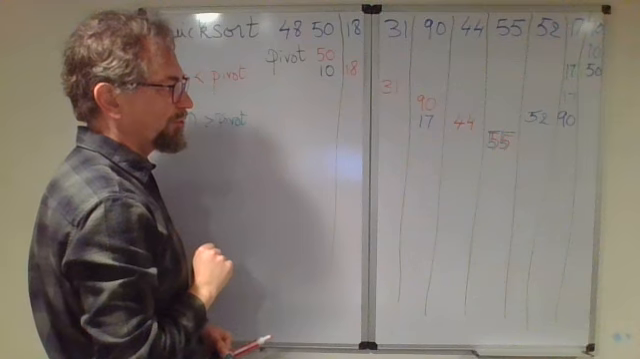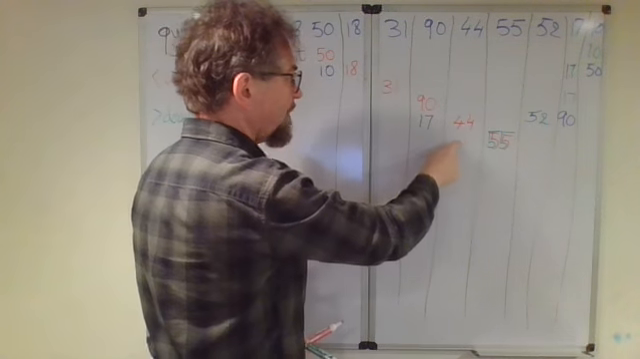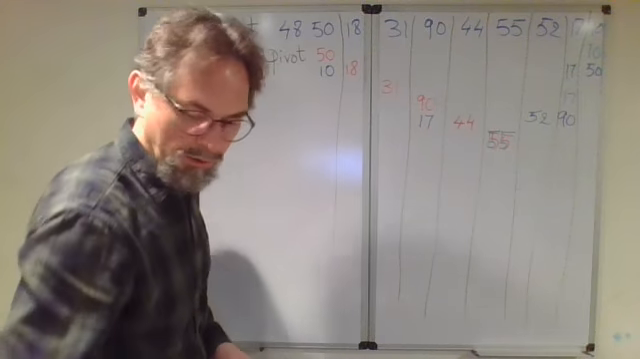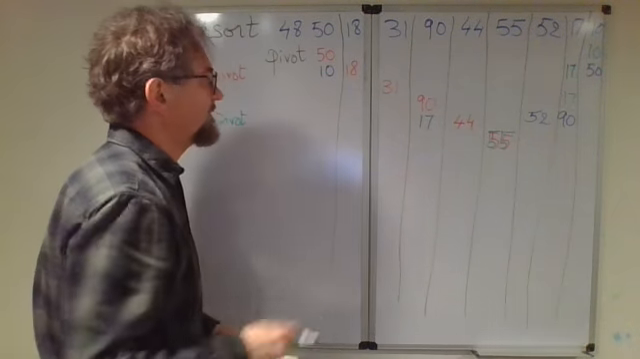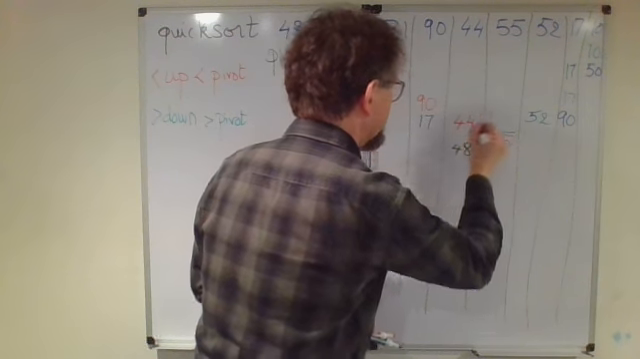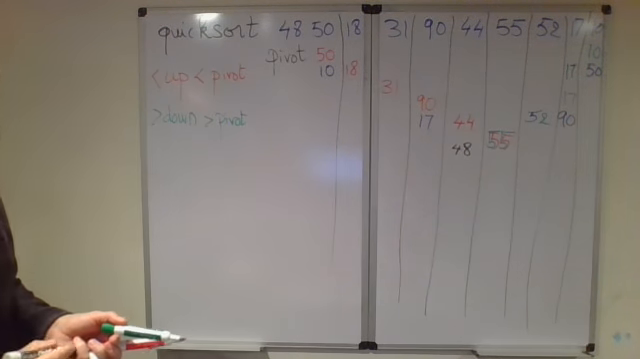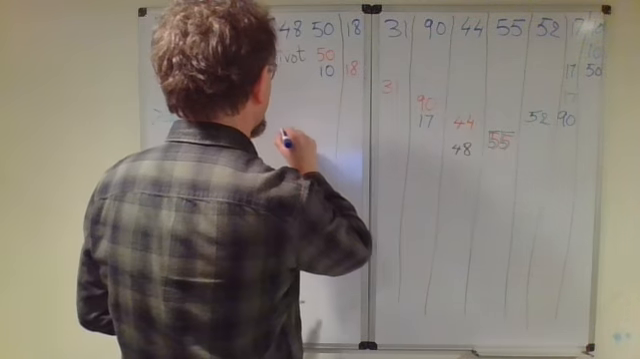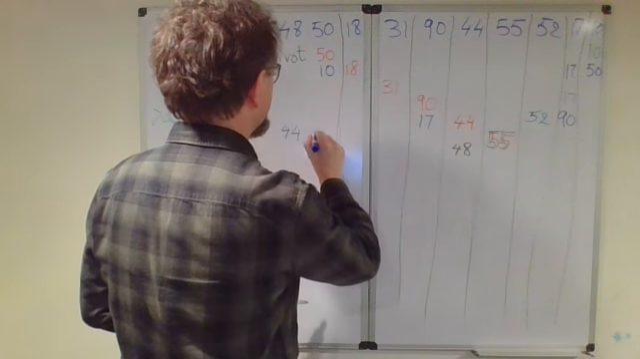So I can partition by swapping 44 with the pivot. So at the place of 44, I will put 48 in black, that's the pivot. And then I have my element 44 that comes at the place of the pivot.